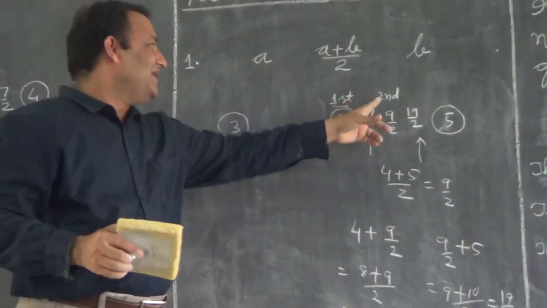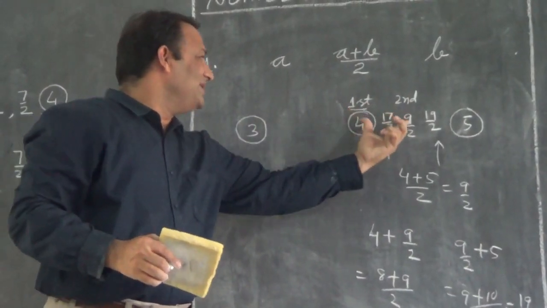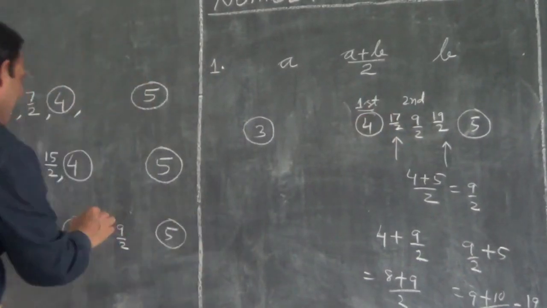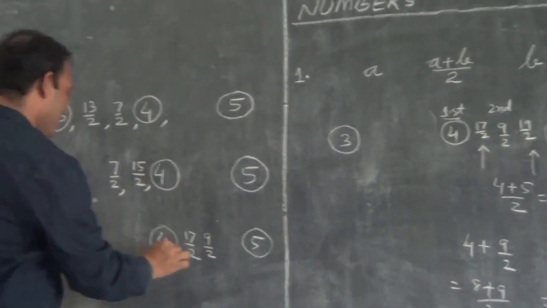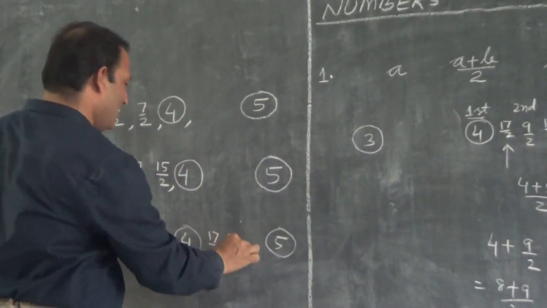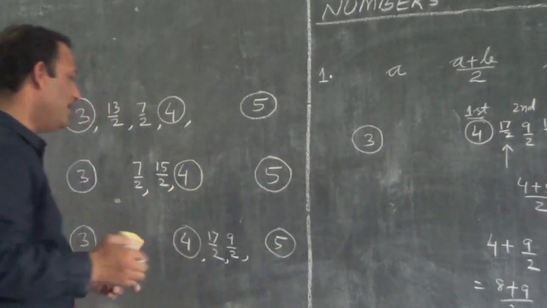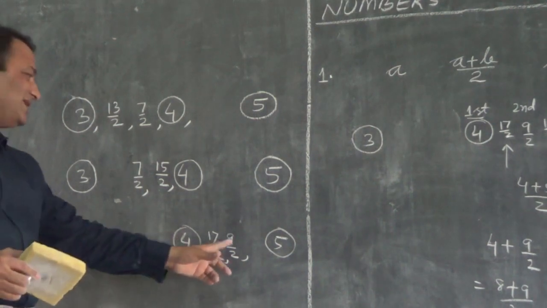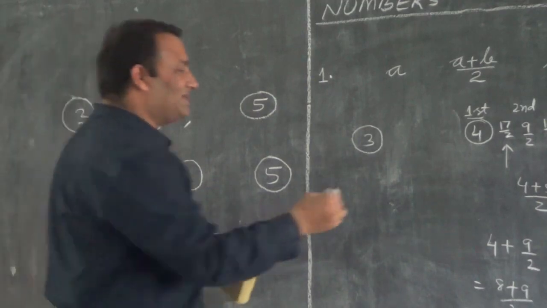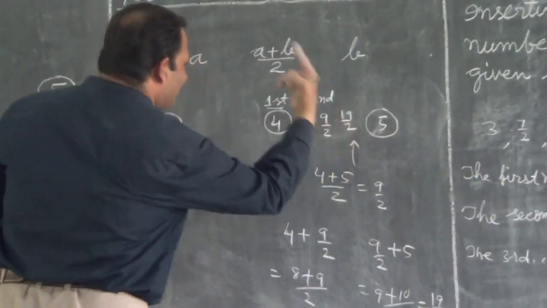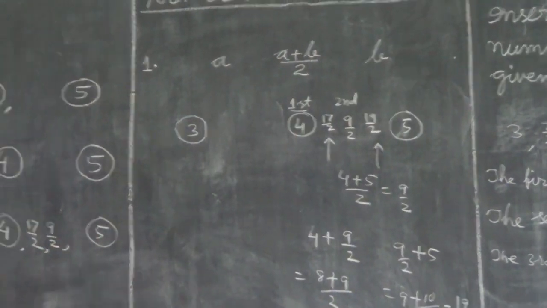Second number. If you go for the third number between these two, then you have to give the answer 17 by 2. So 3, 4, 17 by 2, 9 by 2, 5, and you will say, sir, these are my three numbers. Answer correct. And if you go for the third number here, then what answer do you have to give?